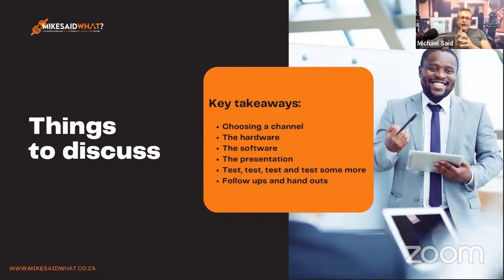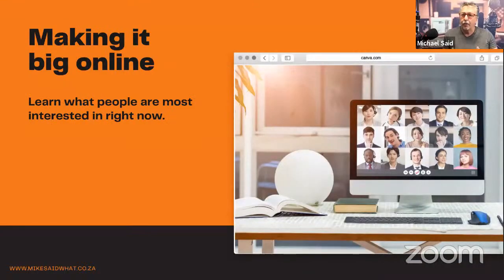So I think the first thing to understand is when you're going to do a talk, find out what people are actually interested in at that particular time. It's no use doing a talk right now on hotel rooms in the United Kingdom for South Africans, because nobody can get there. So you've got to look at your topic and say, is this relevant?